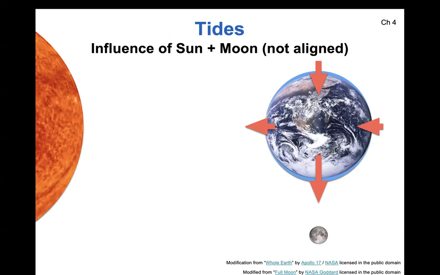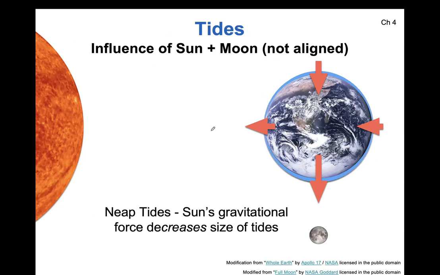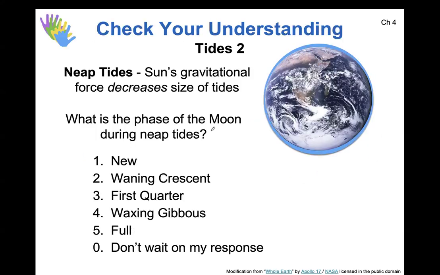So you can see, right, the moon dominates tidal effects, but when the sun is acting perpendicular, it's basically making the low tides less low and it's making the high tides less high. And that leads to neap tides.